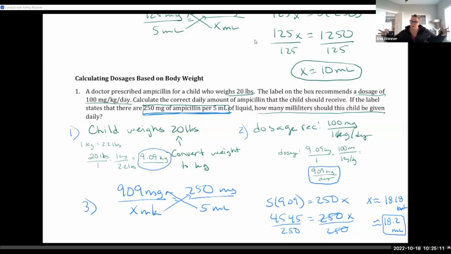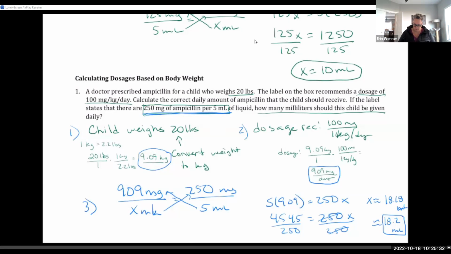So we've got a couple of these problems. They're going to be more and more involved, and so we have to break them down into pieces, right? I want you to think about breaking it down into smaller steps. So look at the weight, then look at what they need to be given, and then finally look at converting it to what's available.